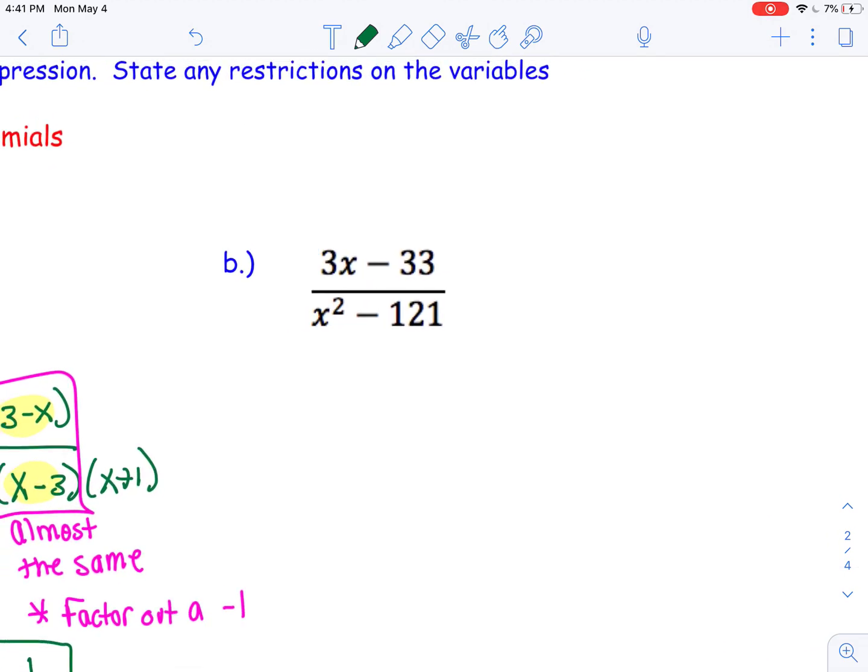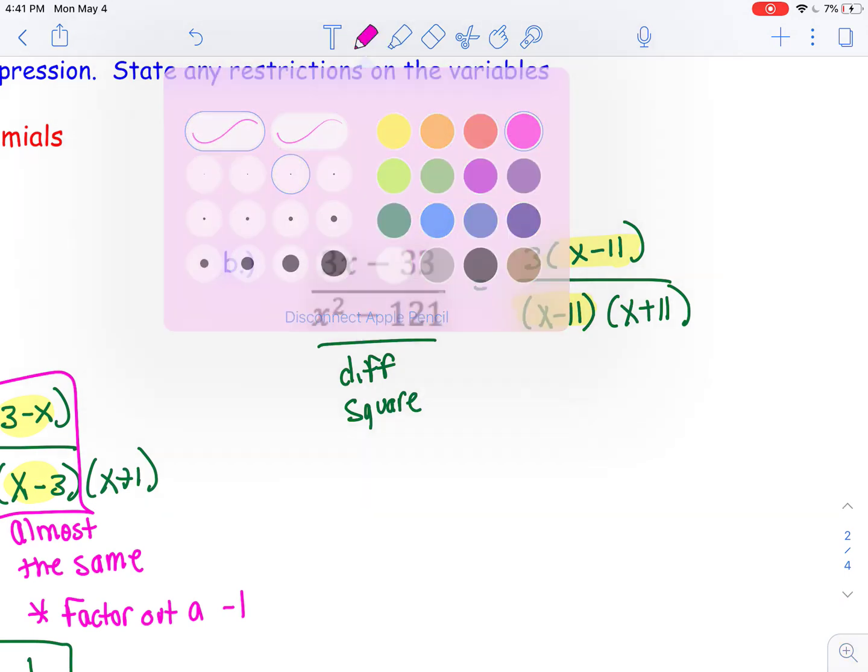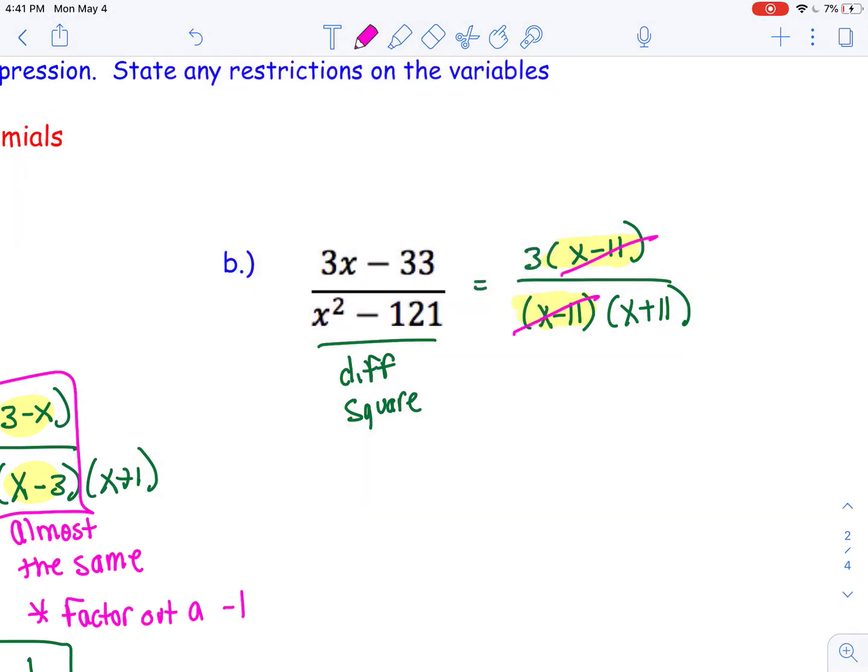We can go a little quicker on this one. We're going to factor this, so I can factor out a 3 on the top. That's going to leave me with x minus 11. On the bottom, I have difference of squares again. 121 is a perfect square. 11 times 11 gives me 121. So I'm going to have x minus 11, x plus 11. I've fully factored it. I'm going to look for common factors that I can cross out. I can cross out x minus 11. That'll cancel, and this leaves me with 3 over x plus 11 as my final answer.